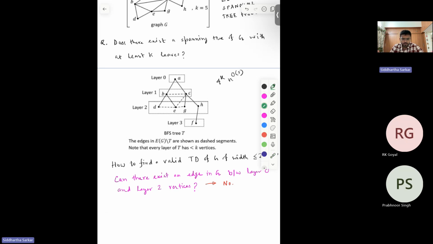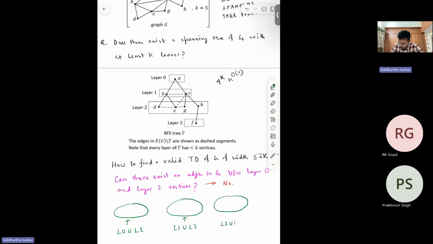The rule is the following. You make the bags like this. This bag is the vertices in layer 0 and layer 1. This bag is vertices in layer 1 union layer 2. This bag is layer 2 union layer 3, and so on. We have 3 layers only, so lastly there should be a bag which is the last layer. Then you connect the bags in a path.